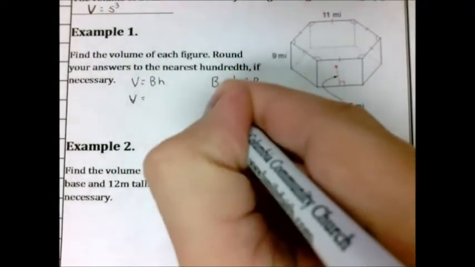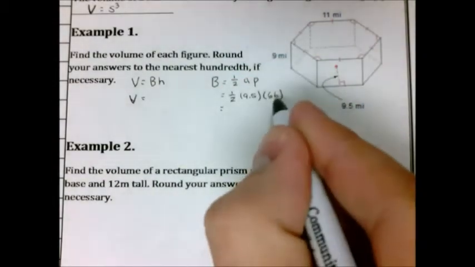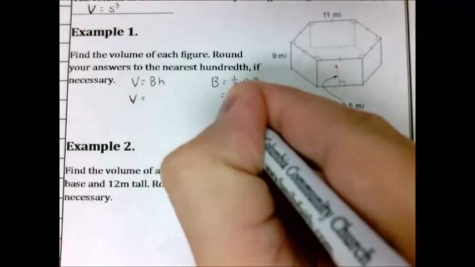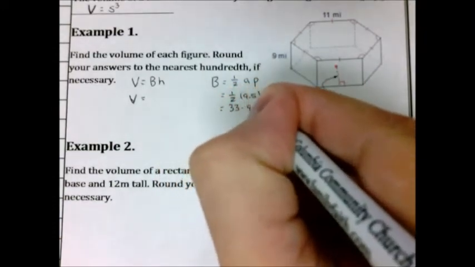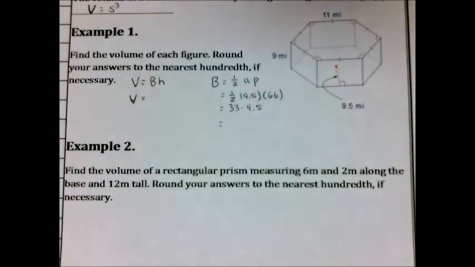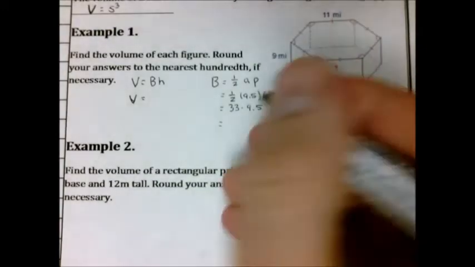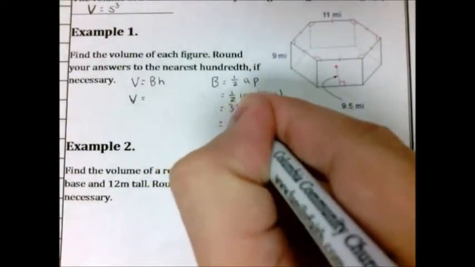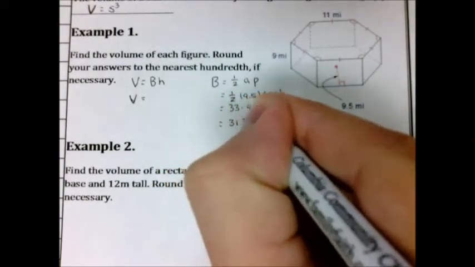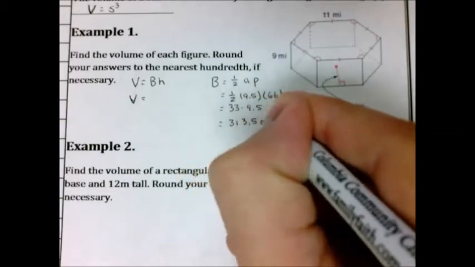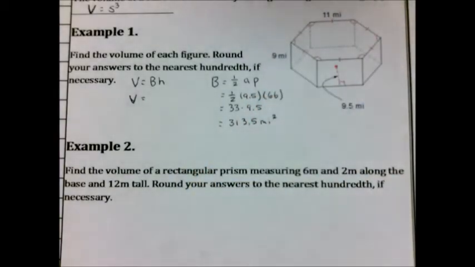So all we have to do here is multiply this out. 66 times 1/2 is just 33, times 9.5. If we use our calculator and we multiply that out, we end up getting 313.5 miles squared, because we're talking about area. Okay, that's the area of the base.